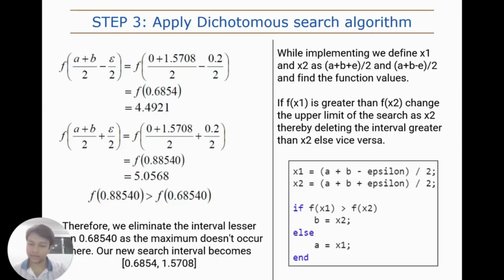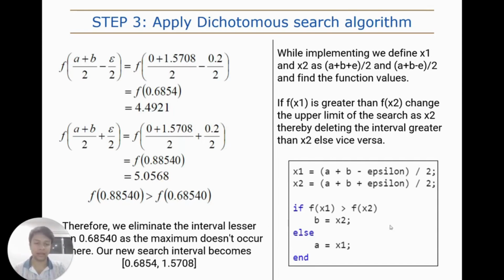We apply the dichotomous search algorithm. First, we calculate the function at negative epsilon by 2, which is 4.49, and we calculate the function value at positive epsilon by 2 deviation, which is 5.05. We observe that the function at positive epsilon by 2 is greater than at negative epsilon by 2. Hence, we eliminate the interval lesser than 0.6854, which is the lower epsilon by 2 interval, because the maximum doesn't occur there. So our new search interval becomes the negative epsilon by 2 interval and the upper bound.